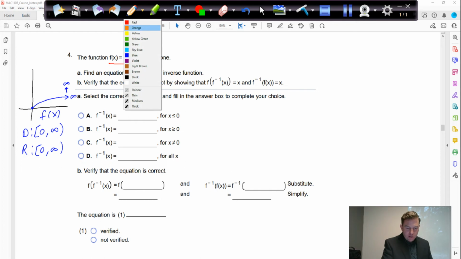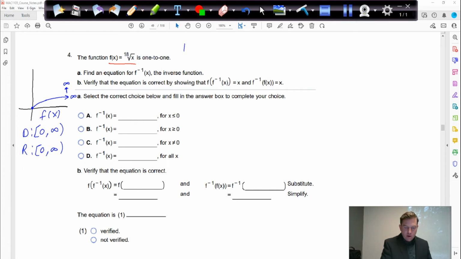Okay, so now we can do our steps. Step 1 says write f of x as y. So y equals the 18th root of x. Step 2 says swap x and y. So where it was y, now I write x. And where it was x, now I write y. Step 3 says solve for this new y.